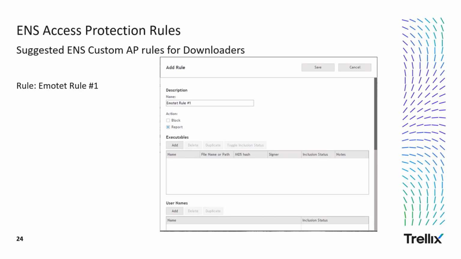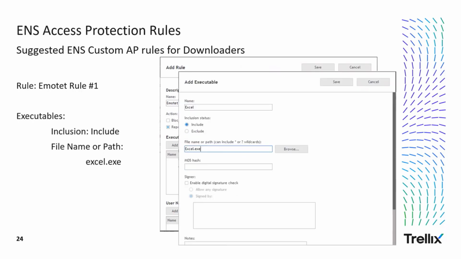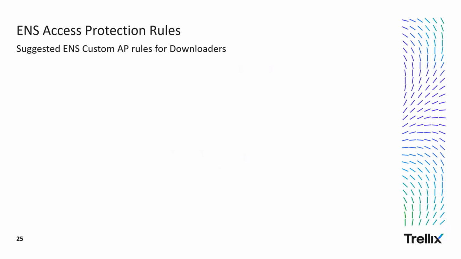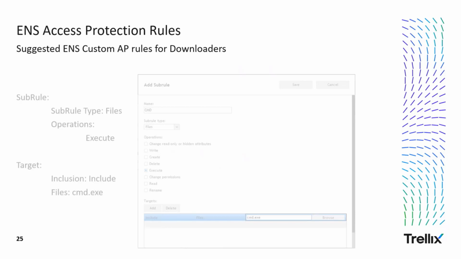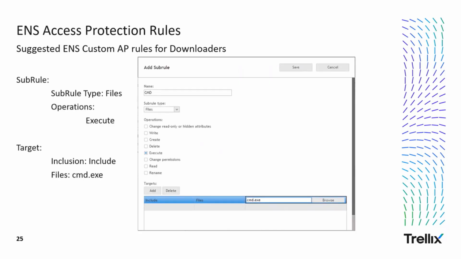And adding any exclusions if need be. So in the case of Emotet Rule 1, the name I just called XL. We're doing an inclusion status of include, and the file name or path is xl.exe. Now let's look at the sub rules here. Our first rule is named cmd. The sub rule type is files, the operation is execute, and here the target is inclusion of include, and the file is command.exe. So what we're doing is preventing a process execution. If xl.exe tries to execute command.exe, it will terminate that.